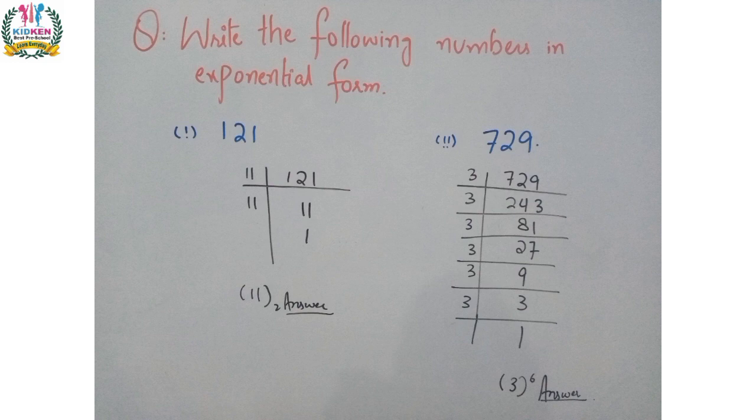Next question is 729. So again we can take LCM and find the factors. We can use the table of 3 to solve 729. So we have the solution 3 power 6. So the exponential form of 729 can be written as 3 power 6.